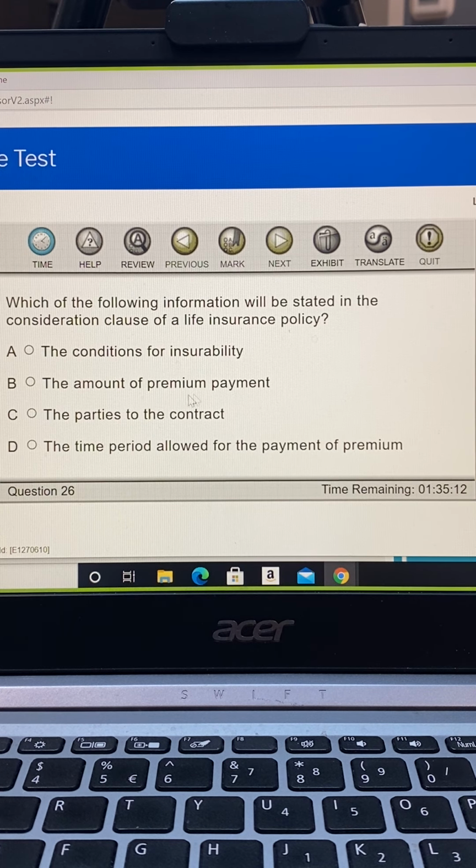The amount of premium payment, I'm not sure you would consider that one of the considerations to issue the policy. I don't think it's parties to the contract, and I don't think it's a time period allowed. Let's go with conditions for insurability. Okay. If it's wrong, like I said, they'll give us the right answer at the end. Right.